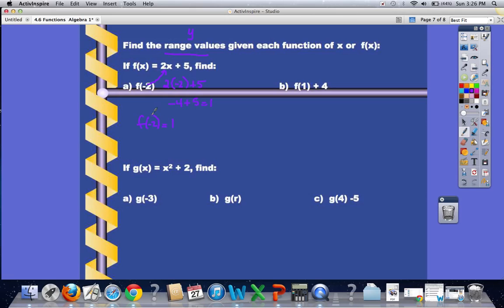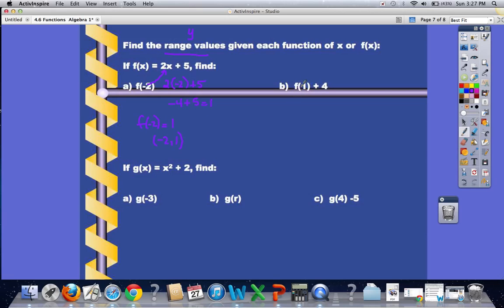Now what that means is this is your x value, this is your y, so the ordered pair would be -2, 1. Okay? Or if you were looking at a graph at -2, then the line would be going, the y value would correspond with 1.